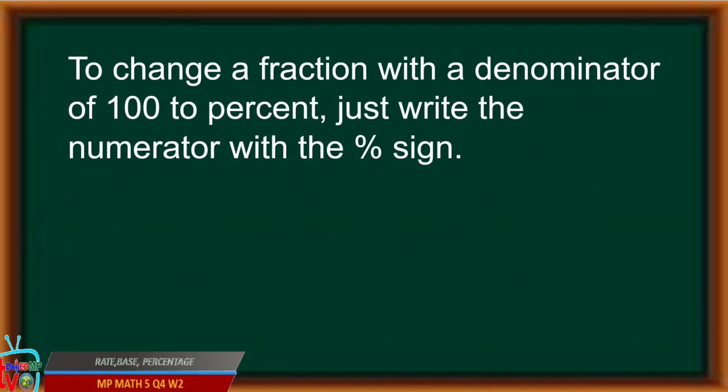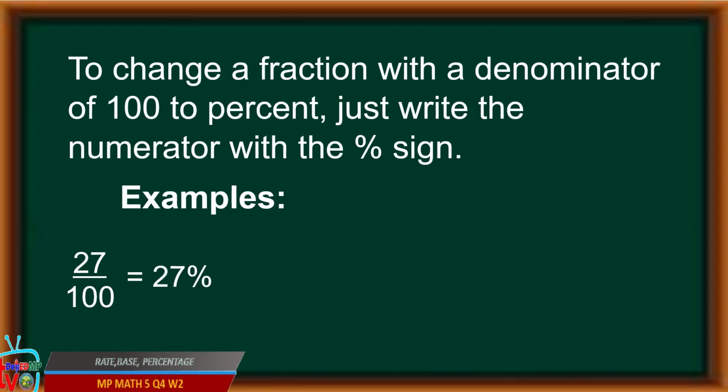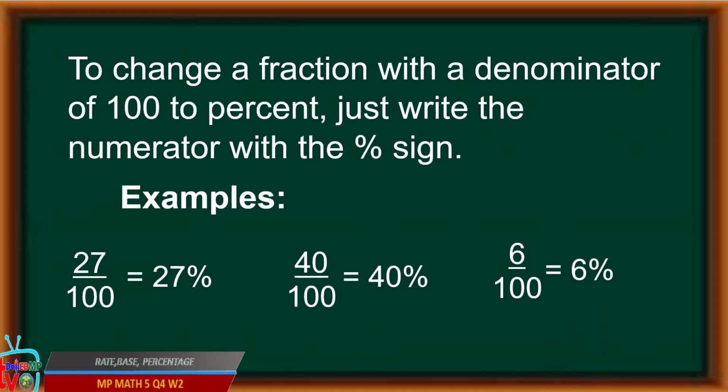To change a fraction with a denominator of 100 to percent, just write the numerator with the percent sign. Examples: 27/100 is equal to 27%. 40/100 is equal to 40%. 6/100 is equal to 6%.